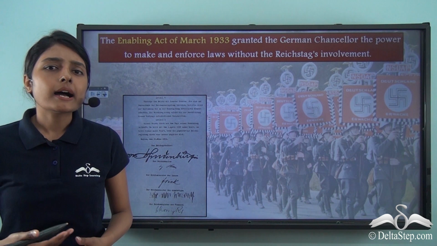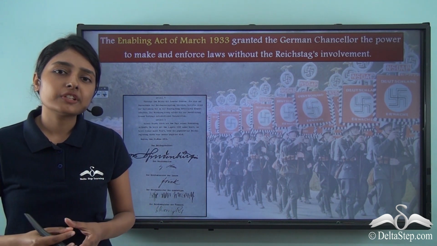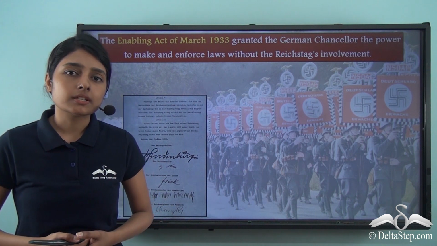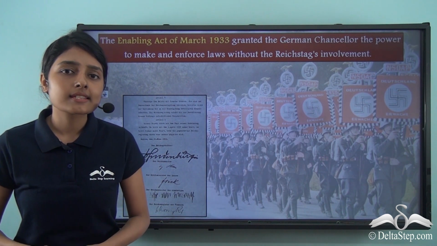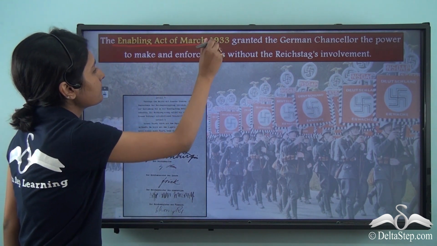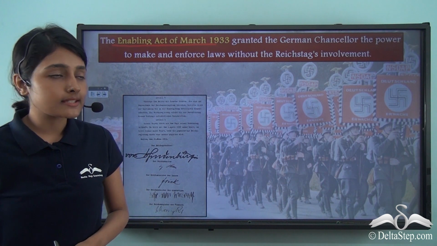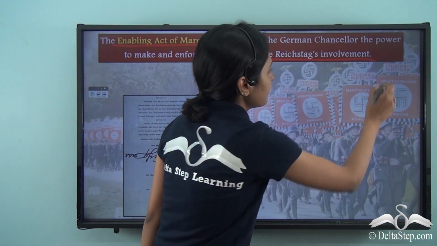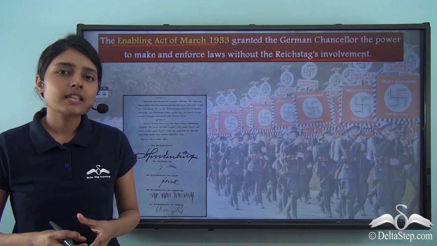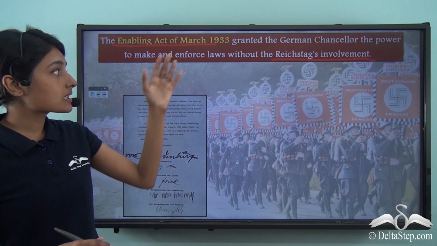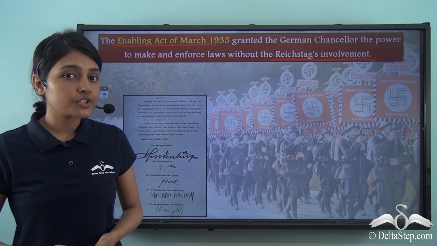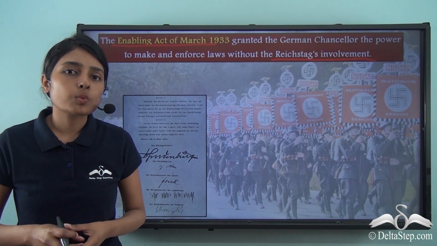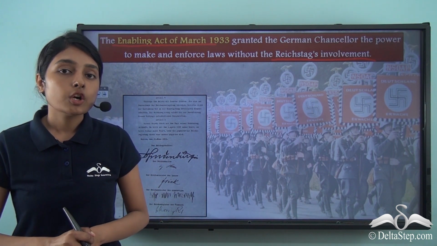Hitler now kept on passing a series of laws and acts so as to further reinforce his power as the German Chancellor. He did not want any opposition, any criticism to his rule, to the Nazi party, and the Enabling Act of March 1933 granted the German Chancellor the power to make and enforce laws without the Reichstag's involvement. So the Reichstag's power was now completely reduced, and Hitler now had the power to make and enforce laws without the approval of the Reichstag or even the German president. So Hitler was in the process of gaining absolute power over the Germans.